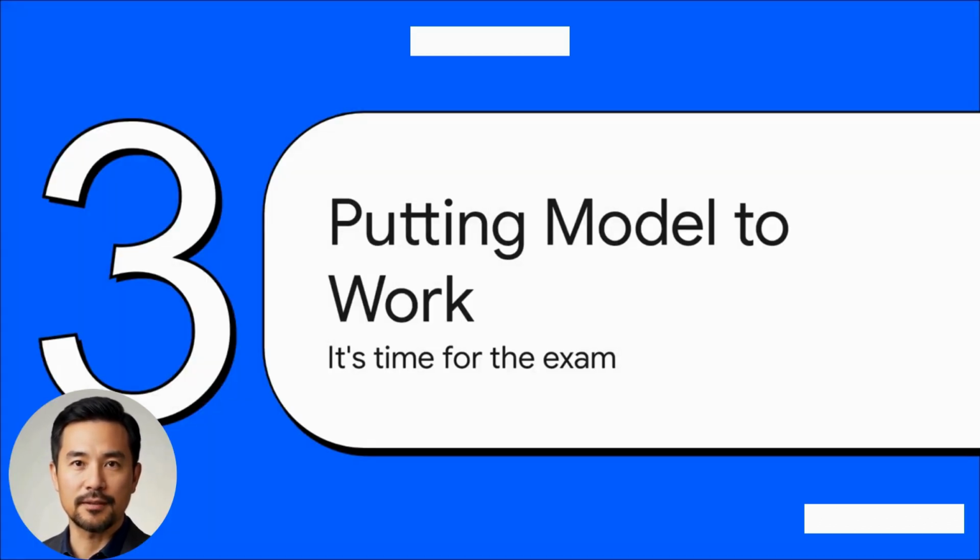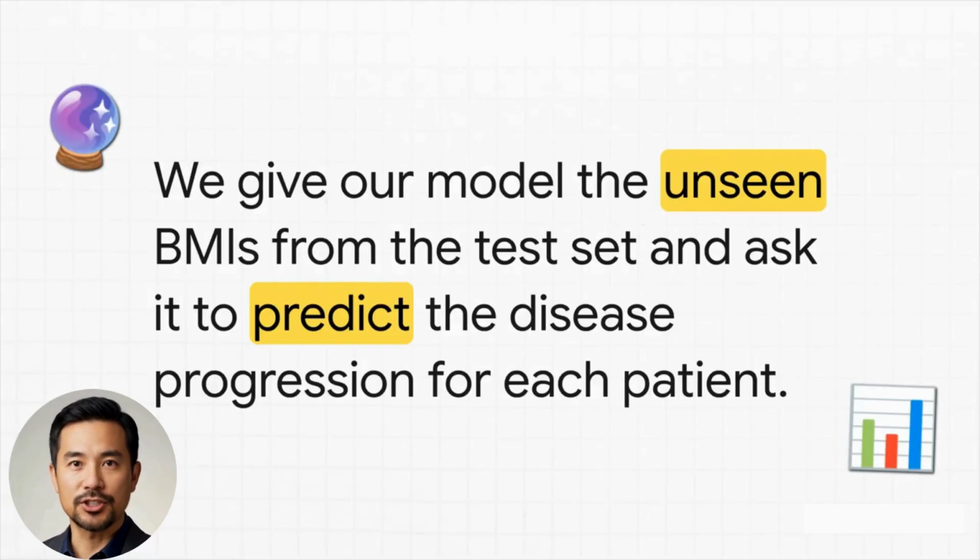Okay, the model has been trained, it's reviewed the study guide, it thinks it understands the material. Now for the moment of truth. It is time to hand out that final exam, that test data that it has never, ever seen before. Here we go. We take the BMIs from our test group of patients, we feed them into our trained model, and we ask it, based on everything you've learned, what do you predict the disease progression will be for these people? The model then spits out a list of its best guesses.